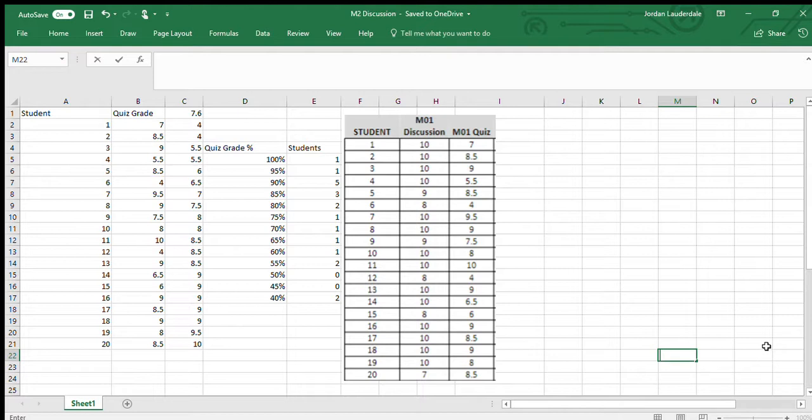Hi everybody. So for this module's discussion, I decided to look at some data that was posted on the iCon page about our class specifically. And as you can see in the table over here, this is the section that I chose from it.